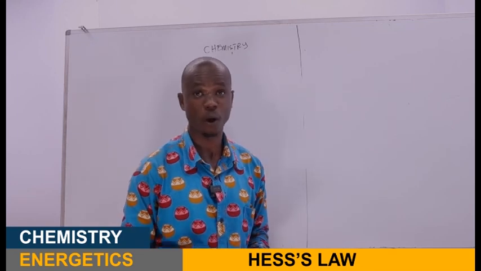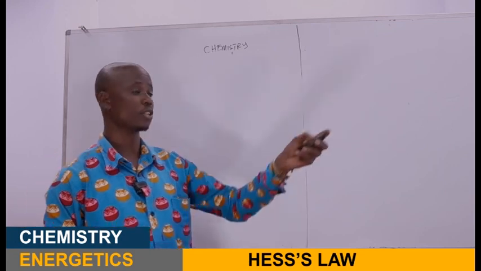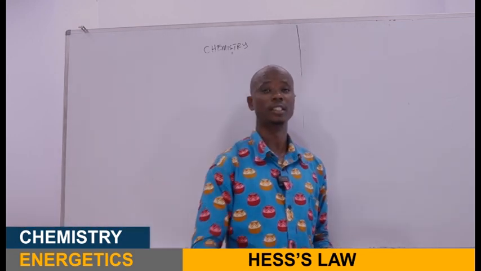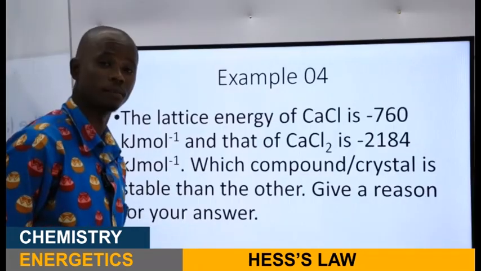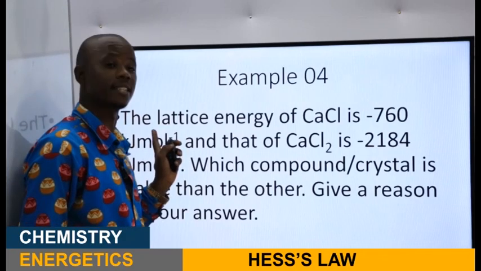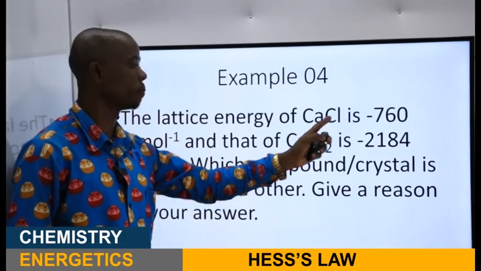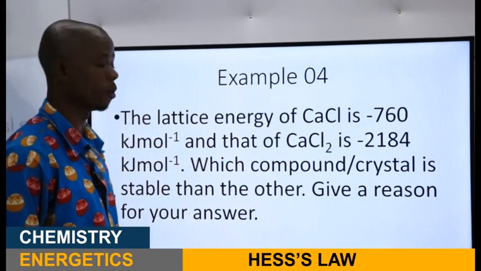So that is very simple. I'm sure that, my dear student, you are able to answer that question. Now, when you go to another example, we have another example here. My dear students, another example here is that the lattice energy of calcium chloride is given as negative 760 kilojoules per mole.